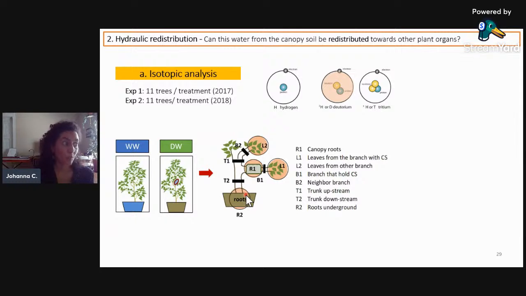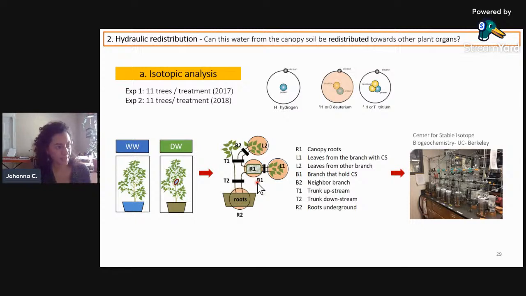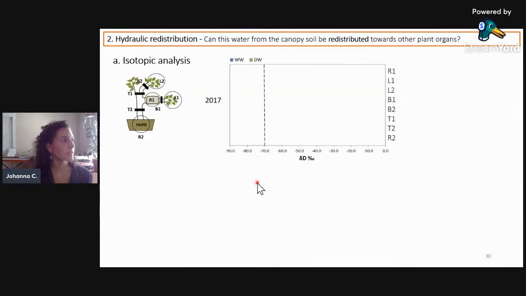So if the enriched water was able to be redistributed, we wanted to see if we can see that enriched water in all these different parts of the tree. And so we analyzed these samples at the Center for Stable Isotope Biochemistry at UC Berkeley. And now I'm going to show you our results here. These are our first 2017 results.